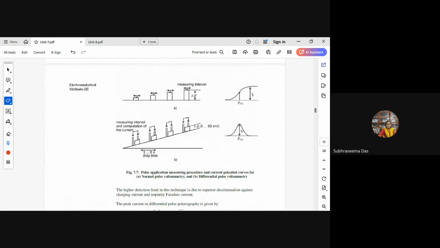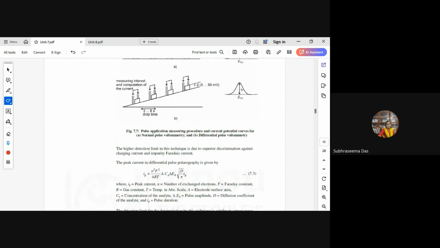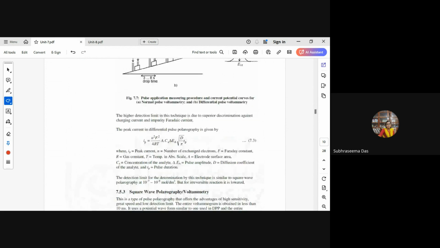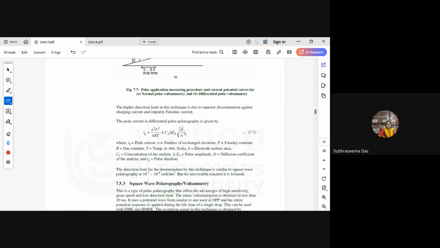Figure 7.7a represents the variation of the curve and determination of E half for normal pulse voltammetry, and figure 7.7b shows how to measure the E half and the peak current for differential pulse voltammetry. The higher detection in DPP is due to the superior discrimination against the charging current and the Faraday current. The peak current in DPP is given by the value represented in equation 7.3.